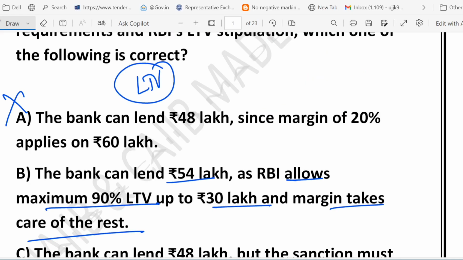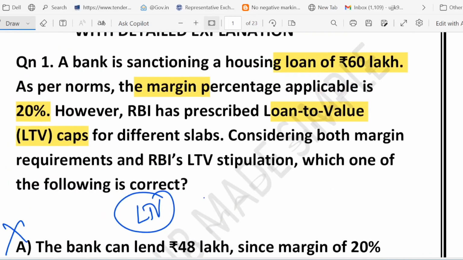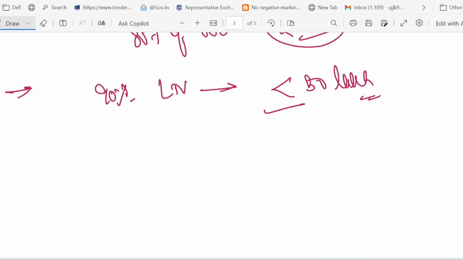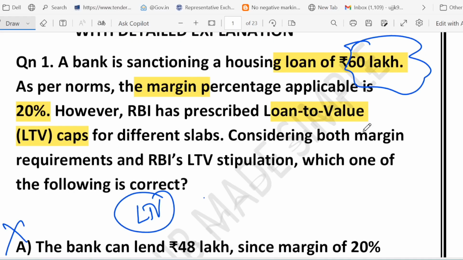But here, what is our loan amount? Our loan amount is 60 lakh. Let me show you. You have seen, our loan amount is 60 lakh. RBI says that if the loan amount is less than 30 lakh, then 90% LTV will apply. But in this case our loan amount is 60 lakh, so it falls in the slab of 30 to 75 lakh.